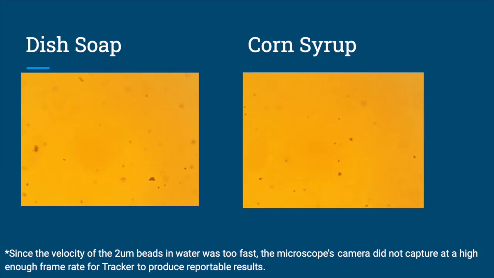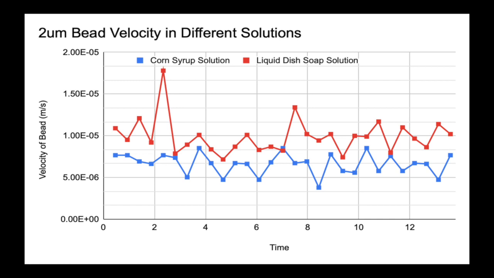Here are the videos for dish soap and corn syrup solutions. Our videos for the water were unable to be used since the beads moved too quickly for Tracker to analyze the velocity. The following graph shows the velocity of the 2 micron beads over approximately 14 seconds for both corn syrup and dish soap.